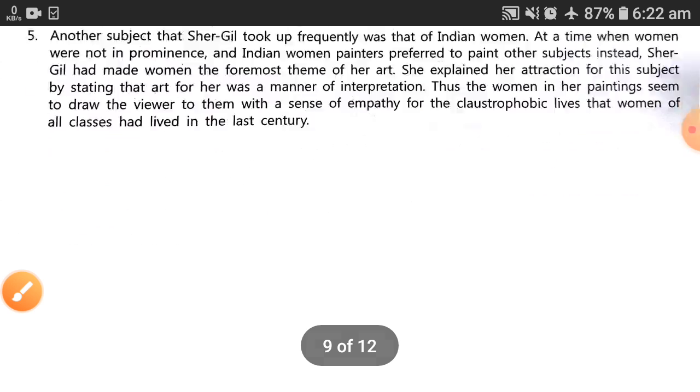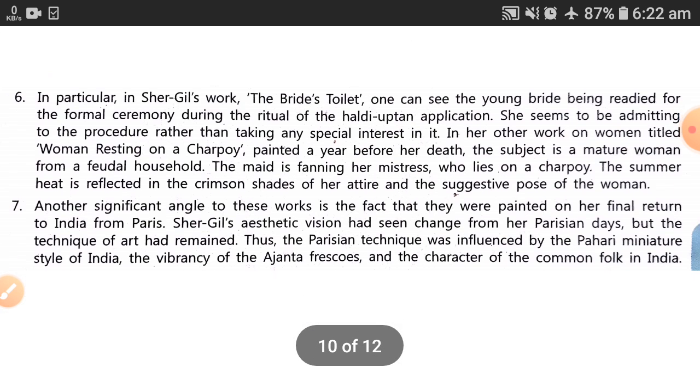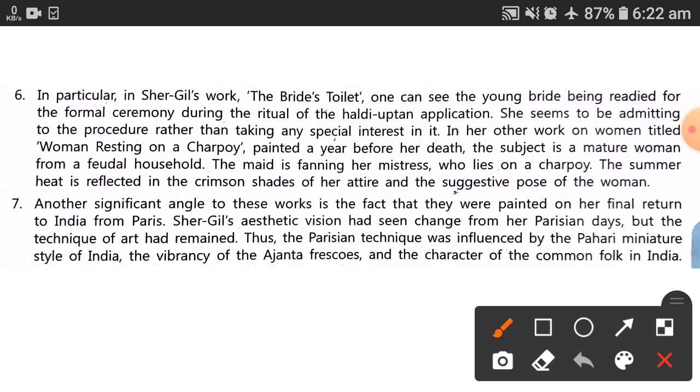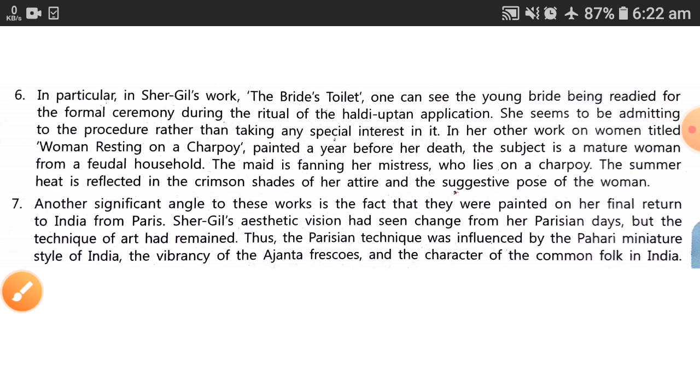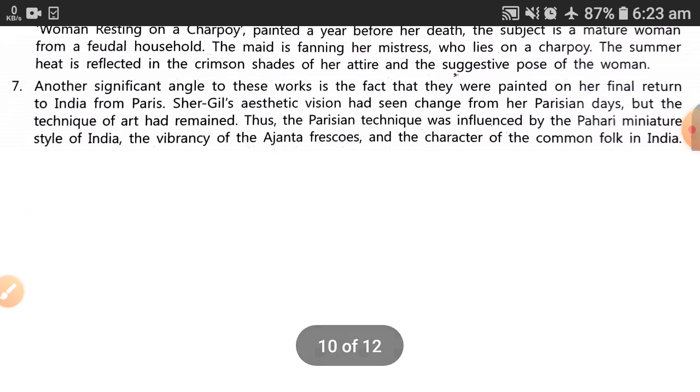Okay, and now let's see some more paragraphs. Here are two more paragraphs, paragraph number 6 and paragraph number 7. Read these paragraphs carefully. Now it's time to write some questions based on this passage, on these paragraphs. Hope you all have read the paragraphs carefully. If you have not read them carefully, you can go back and read again, and then try to write these questions and attempt the answers.